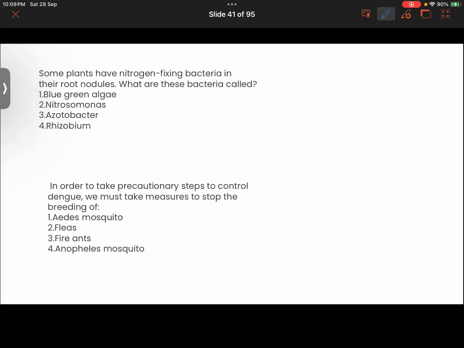Some plants have nitrogen fixing bacteria in their root nodules. What are these bacteria called? Blue green algae, or are you saying rhizobium? It's actually rhizobium. Rhizobium are found living in the root nodules. By the way, blue green algae also help, but they are not found in the root nodules.